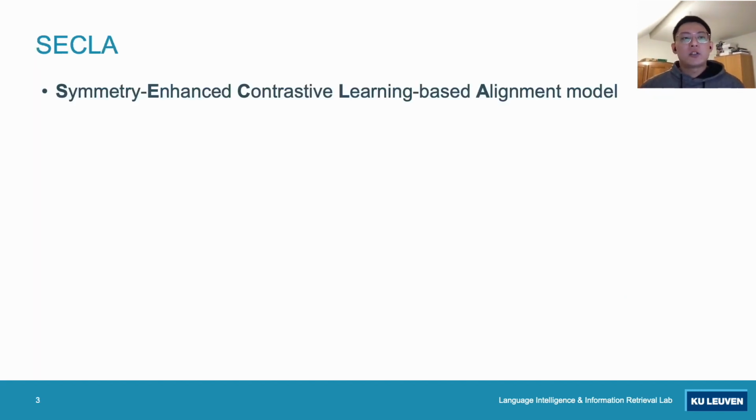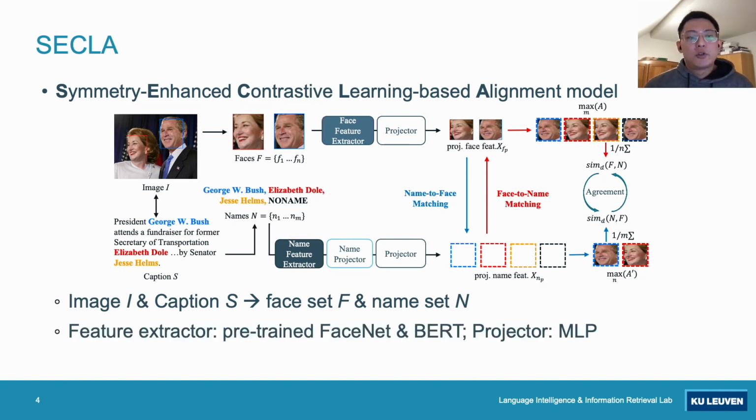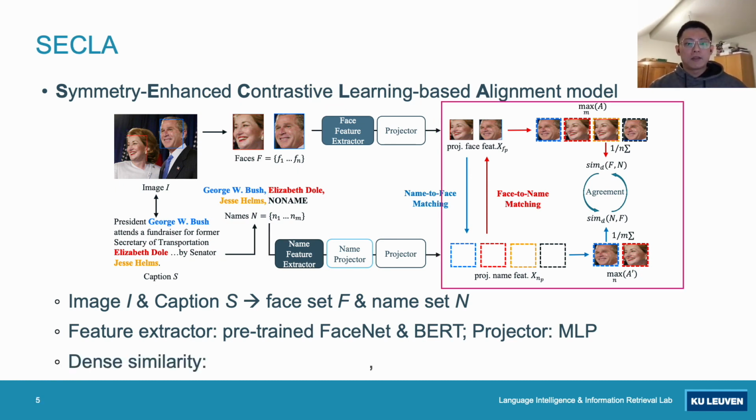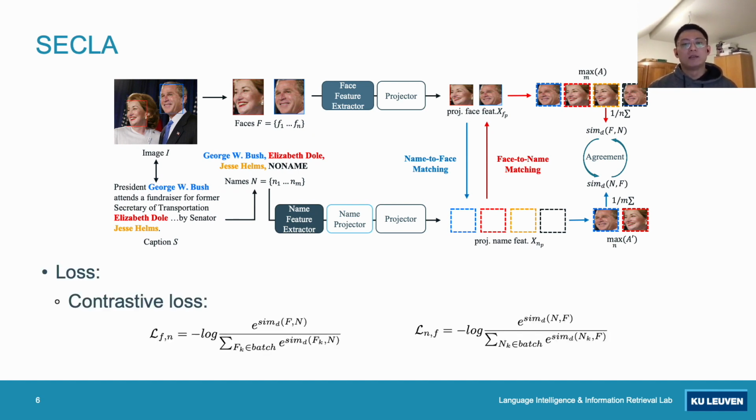Our first model, the Symmetry-Enhanced Contrastive Learning-Based Alignment Model, SECLA, is here. For input, we are given image I and caption S, with face set F and name set N. We use pre-trained FaceNet and BERT as feature extractors and MLP as projectors. We compute the dense similarity of face set F and name set N as the sum over max of projected features. To train our model, we first use a contrastive loss bidirectionally to maximize the dense similarity between face set F and name set N.